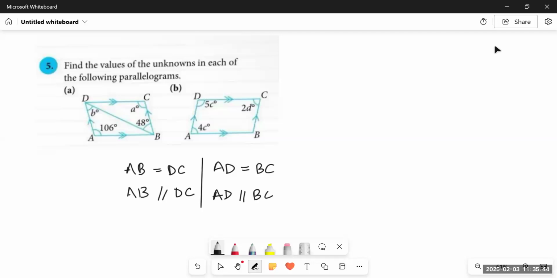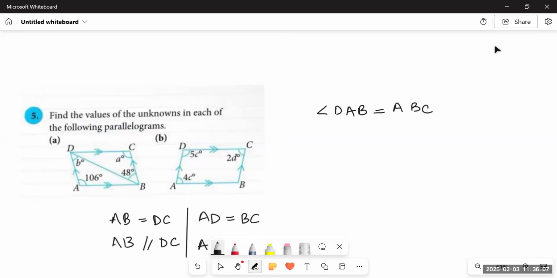Okay. Then what else? Opposite angles are also equal to each other. We know that the opposite angles are equal to each other. So it means angle DAB would be equal to, we can write it over here, angle DAB equal to ABC. And we can write it over here as, in a parallelogram, opposite angles are equal to each other.